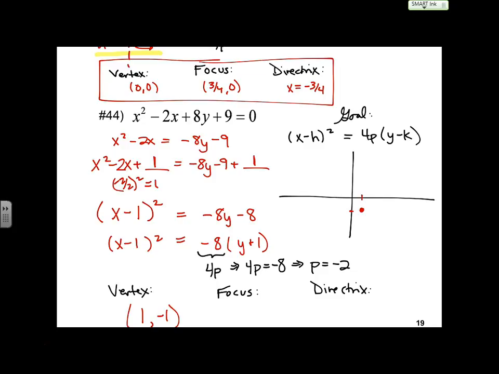Wait, negative 2, then where's the focus? Is it to the right because the parabola is facing right, or is it to the left because the parabola is facing left? Oh, x is squared. I was stuck on the last example. Is it above it 2, or is it below it 2? Below. Which way is my parabola going?